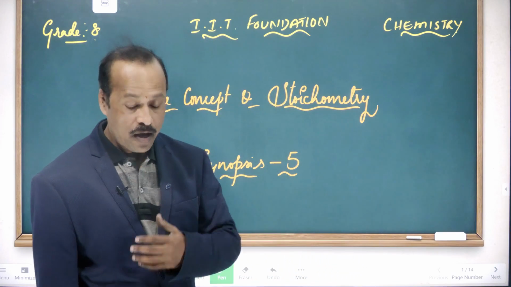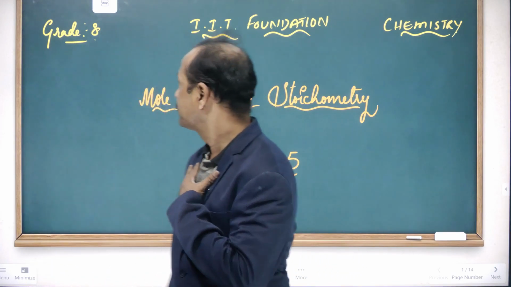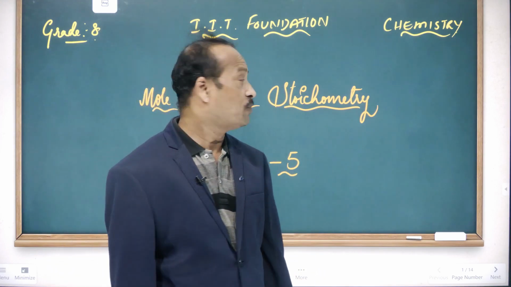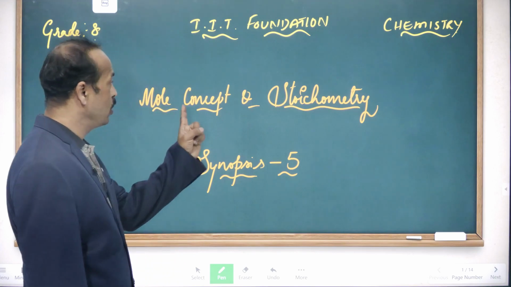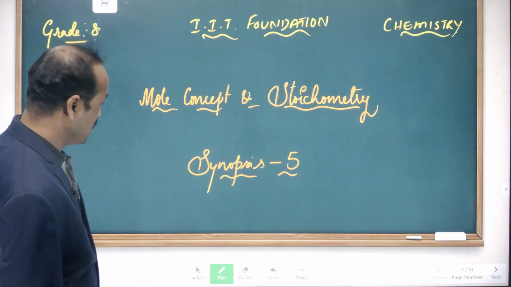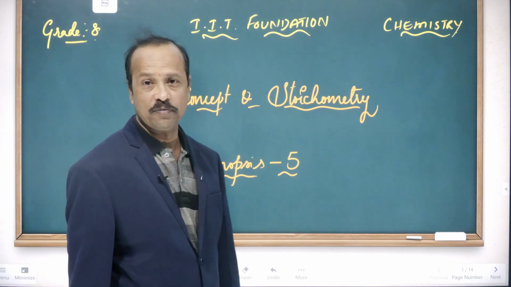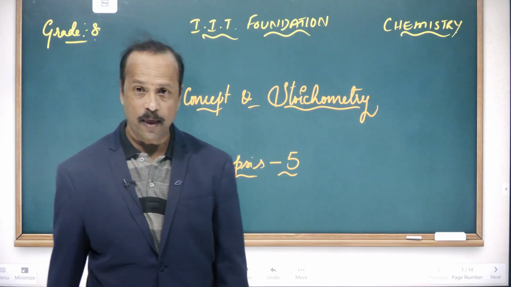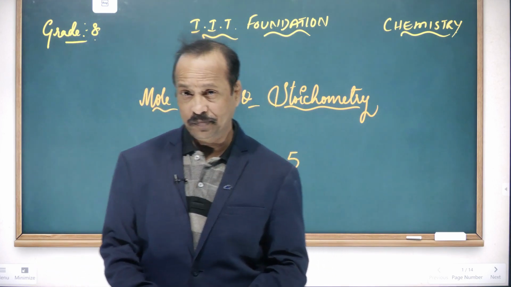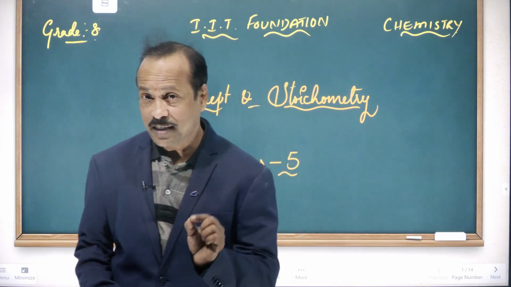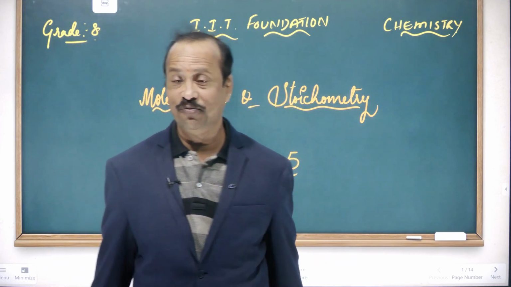So students, grade 8 under the ID Foundation volume 2, we are discussing mole concept and stoichiometry, right? And today we are going to discuss the last and final synopsis of this chapter, that is the fifth synopsis. In the previous class we discussed oxidation and reduction in the fourth synopsis, right?